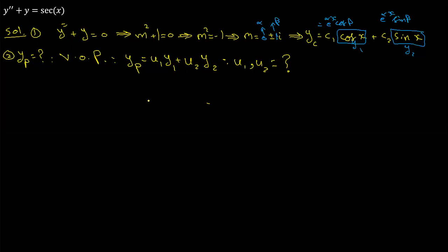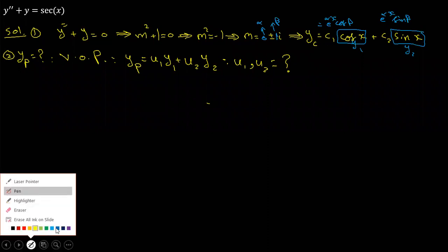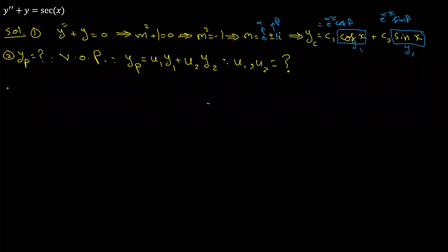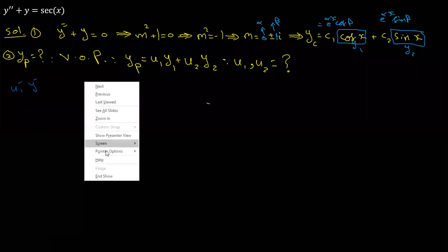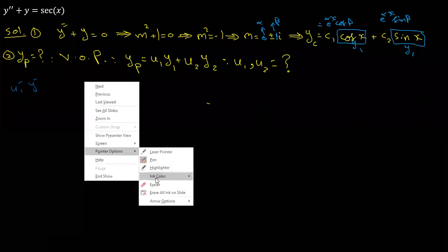How to find them? Also from my cheat sheet, I have to solve the following algebraic system: u1 prime, y1 prime. Sorry, it isn't a prime here. I'm so sorry, it's difficult to use the eraser here.